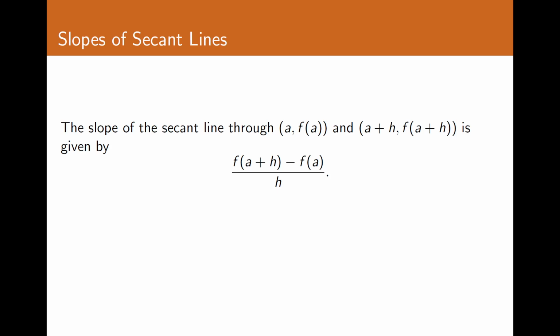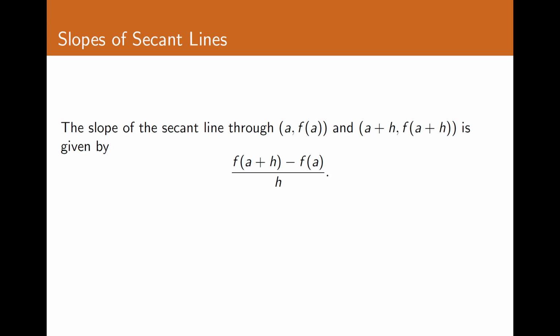So we see the slope of the secant line through the point a comma f of a and a plus h comma f of a plus h is just the change in y over change in x. We have two points. We're finding the slope of the line between those 2 points. So change in y over change in x. So we get f of a plus h minus f of a over a plus h minus a, which just gives us an h in the denominator as the a's cancel out.